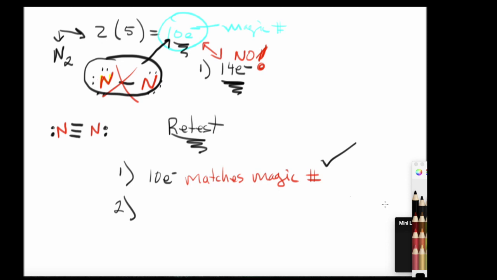Test number 2, we need to reconfirm that there are 8 electrons around each end. So we have 2, 4, 6, 8. This one's correct. Then we have 2, 4, 6, 8. This one's correct. So we met the octet rule. All right, and this concludes the mini lesson.